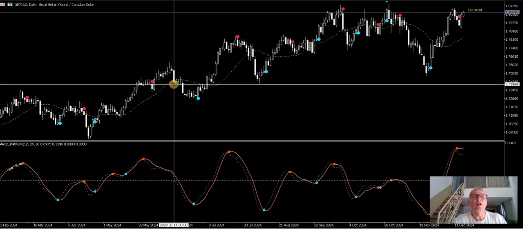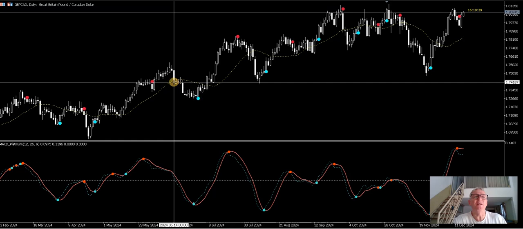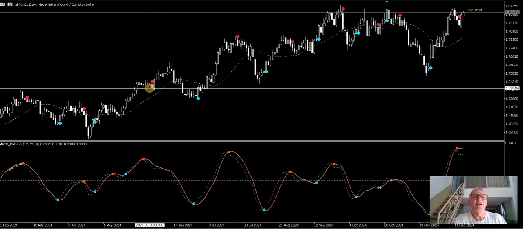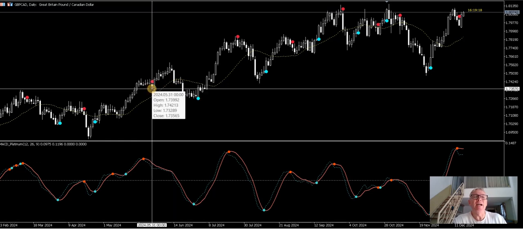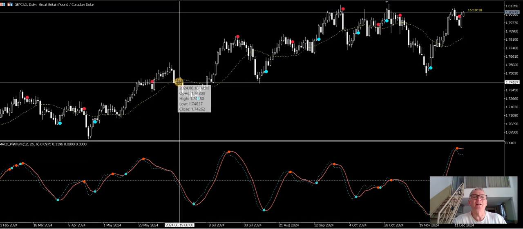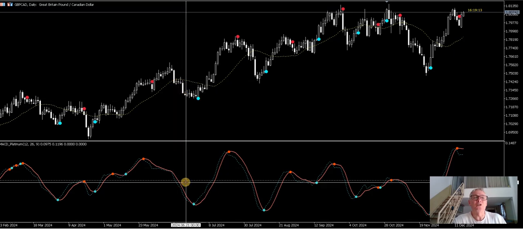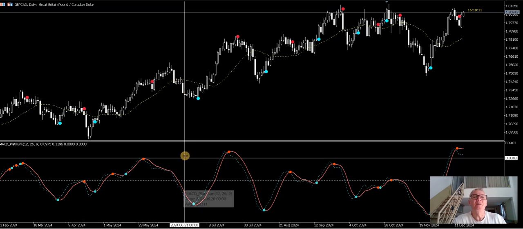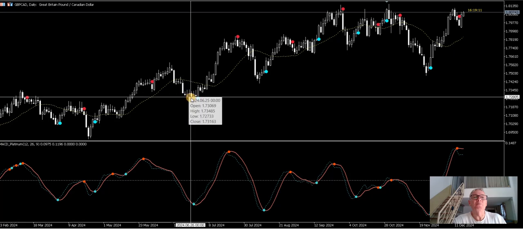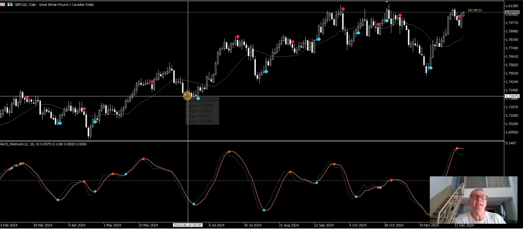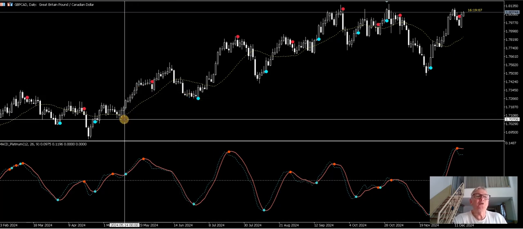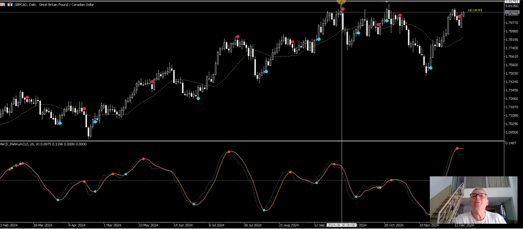Even though we closed below the MA20 here, we're still not below the entry level. So I'm just ignoring that and waiting for the break through the zero level in the MACD Platinum. And you'd probably start looking at putting your stop in or closing half in here somewhere. Another option would be to put a trend line across here.